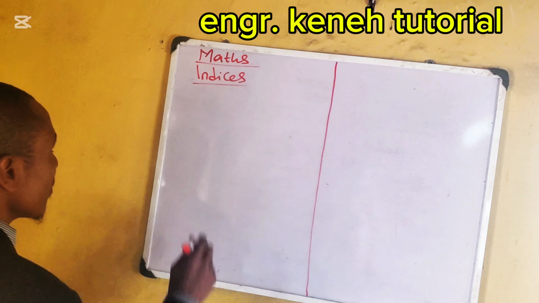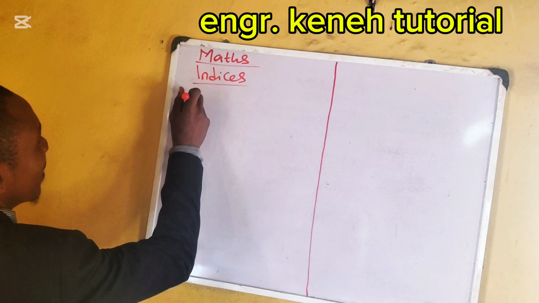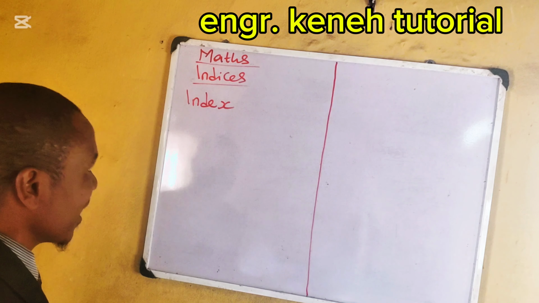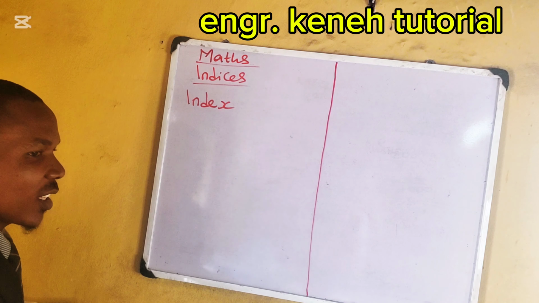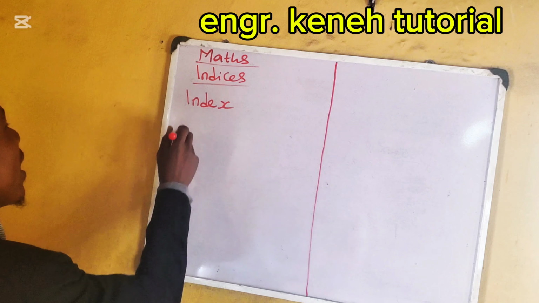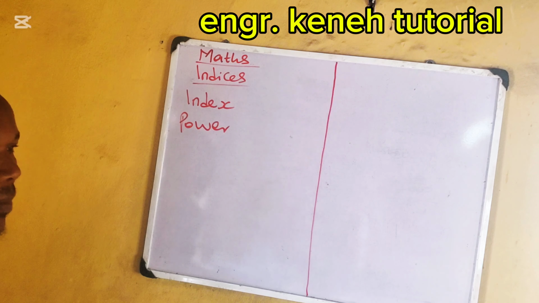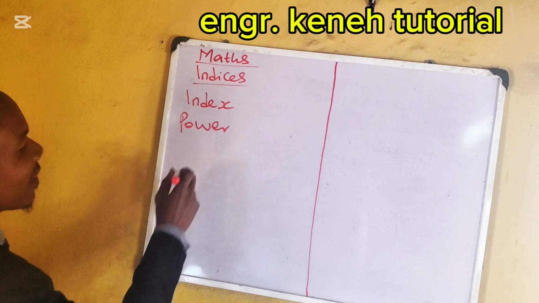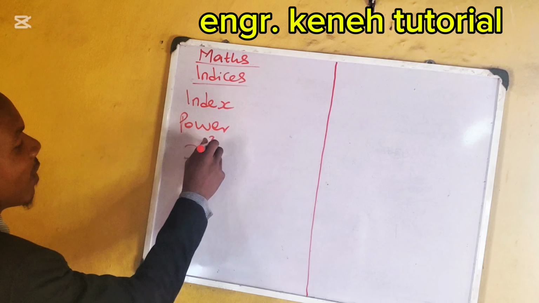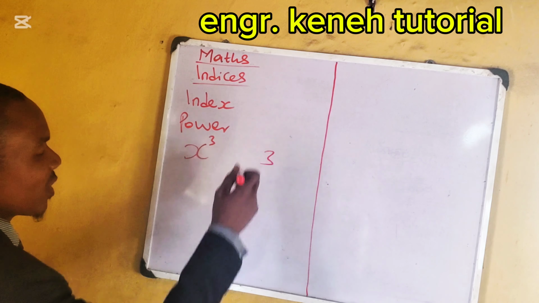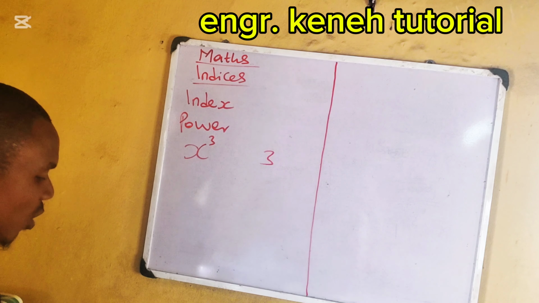Indices is the plural form of index. And index, on the other hand, means power. Index simply means what? Power. So when you have something like this, x raised to power 3, it means that the index of x is what? It is 3.